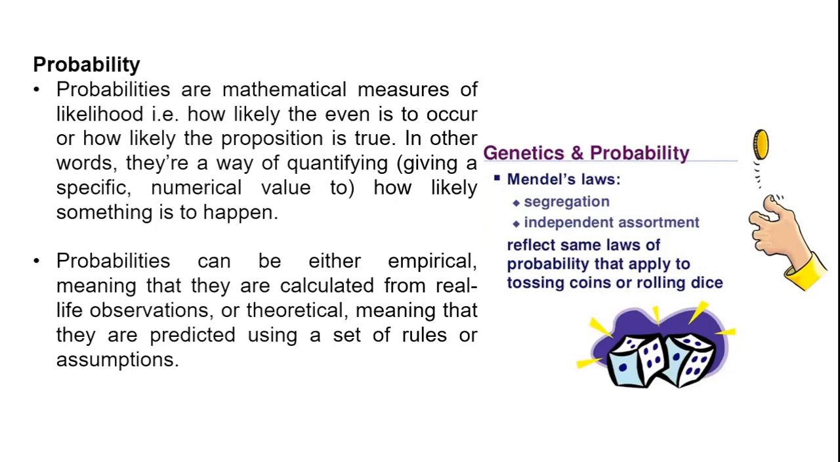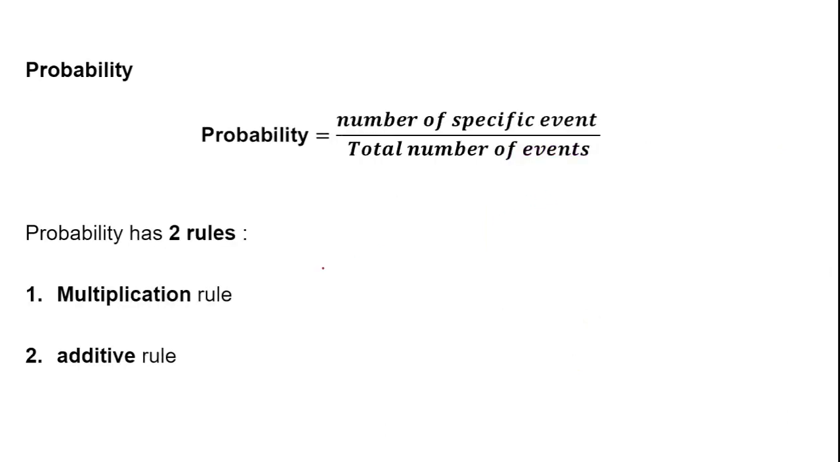Probability is mainly calculated from real life observations, which are applied to a mathematical formula, and we calculate the probability of the event happening. In probability there are two rules: one is called the multiplication rule and the second is called the additive rule. Here the formula is: probability is equal to the number of specific events divided by the total number of events.